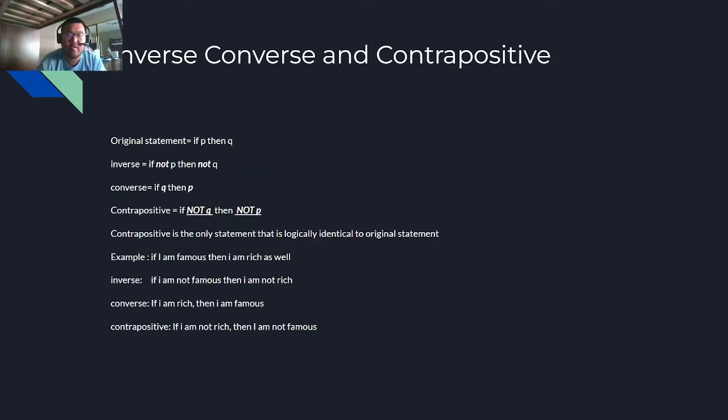Alright, inverse, converse, and contrapositive. Original statement is if P, then Q. The inverse is if not P, then not Q. The converse is if Q, then P. The contrapositive is if not Q, then not P. The contrapositive, remember, is the only statement that is logically identical and equivalent to the original statement.